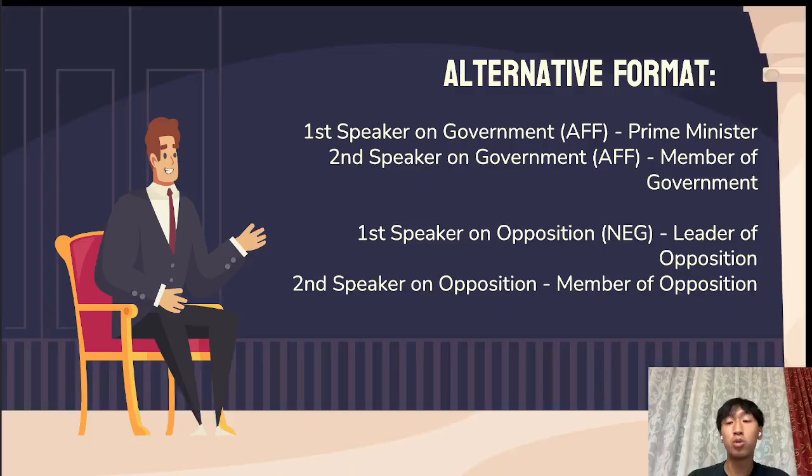Okay, so continuing on that alternative format of government and opposition. This is also one of those things that is pretty confusing. Sometimes in certain rounds, debaters from different schools might refer to the first speaker on affirmation as prime minister and the second speaker on affirmation as member of government. The negation might refer to their first speaker as leader of opposition and the second speaker as member of opposition. There really isn't any difference between first speaker on affirmation and prime minister. It's just a different way of referring to things, especially given the parliamentary theme that's going on with this debate.